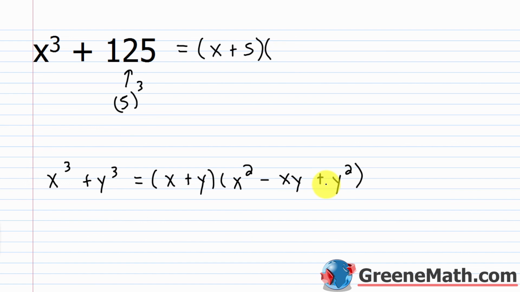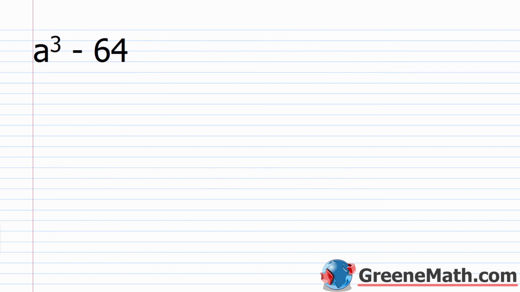Then following this format, we have x squared. So we have x squared minus xy. In this case, we have x times 5, so 5x. And then plus, we have y squared here. So whatever is cubed, that's now going to be squared. So 5 is what's cubed, so that's going to be squared. 5 squared is 25. So we get the quantity x plus 5 times the quantity x squared minus 5x plus 25. All right, let's take a look at one final problem.